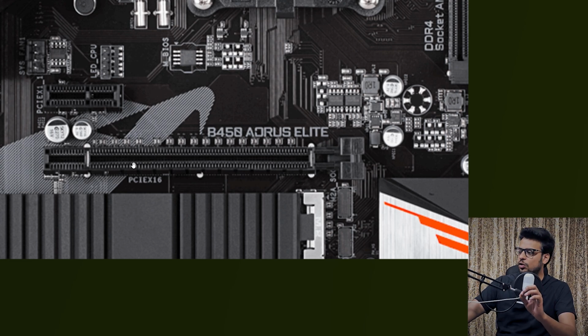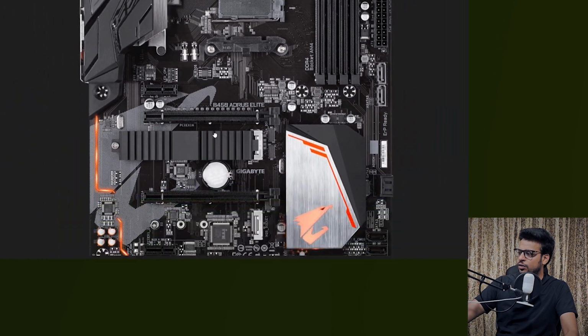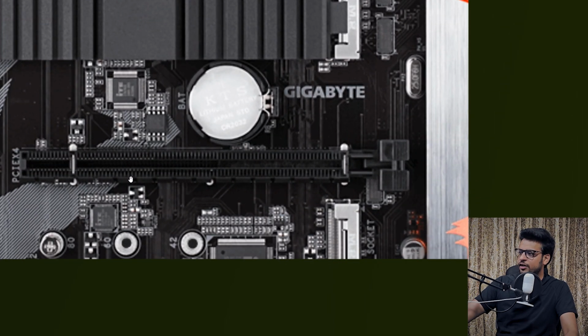So that means all the lanes are active. Since this one is running at x16 mode, all of the pins are going to be populated. Now, compared to that, if we move on to this one, the size is still x16. This is still an x16 slot, but running only at x4.